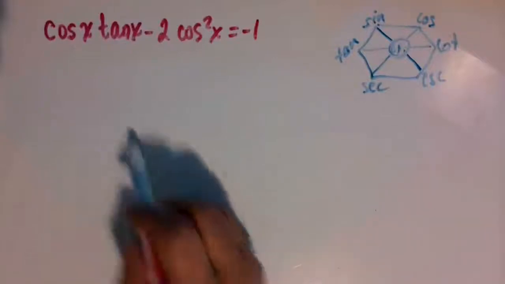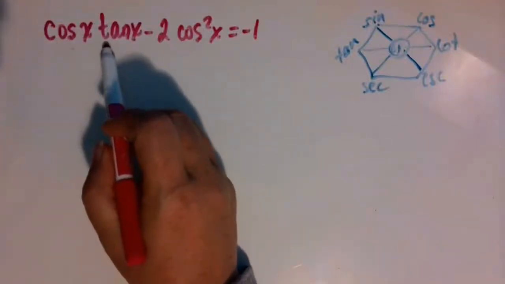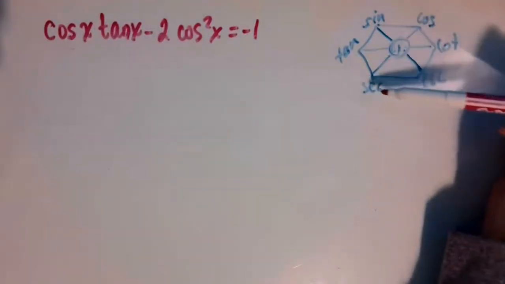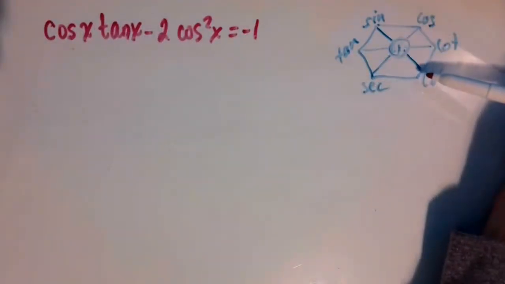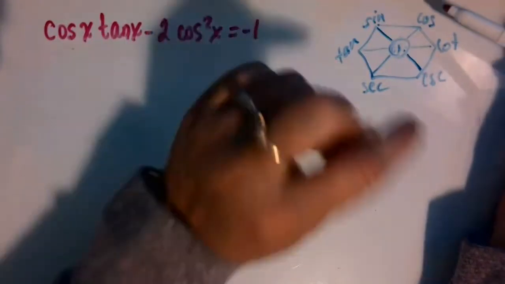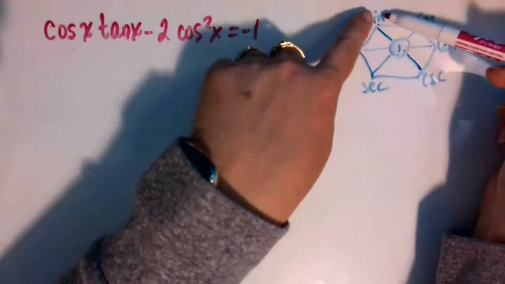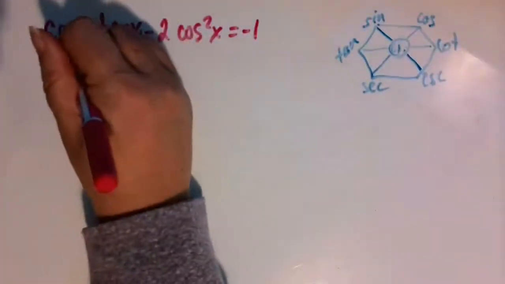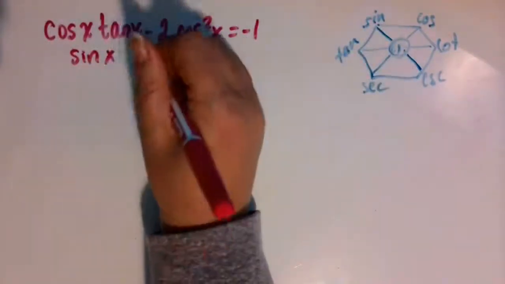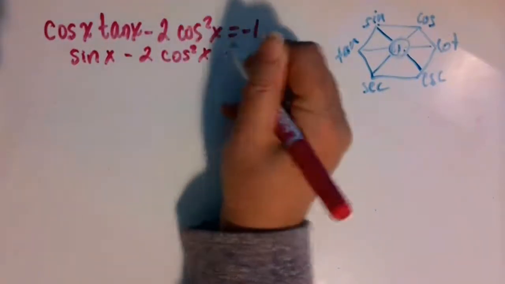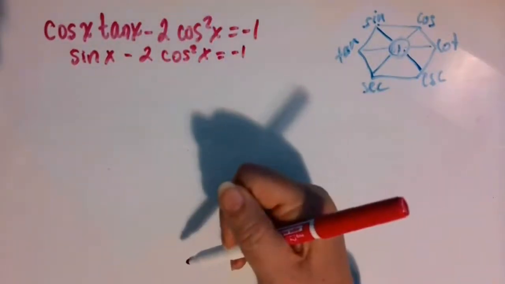So in this equation, we have the product cosine of x times tangent of x. And if you recall the identities we learned from the trig hexagon, the product identities make hinges. So the product of tangent and cosine, they hinge together here at sine. So we're going to use that product identity to replace cosine times tangent with sine of x. And that's minus 2 cosine squared of x, which equals -1.